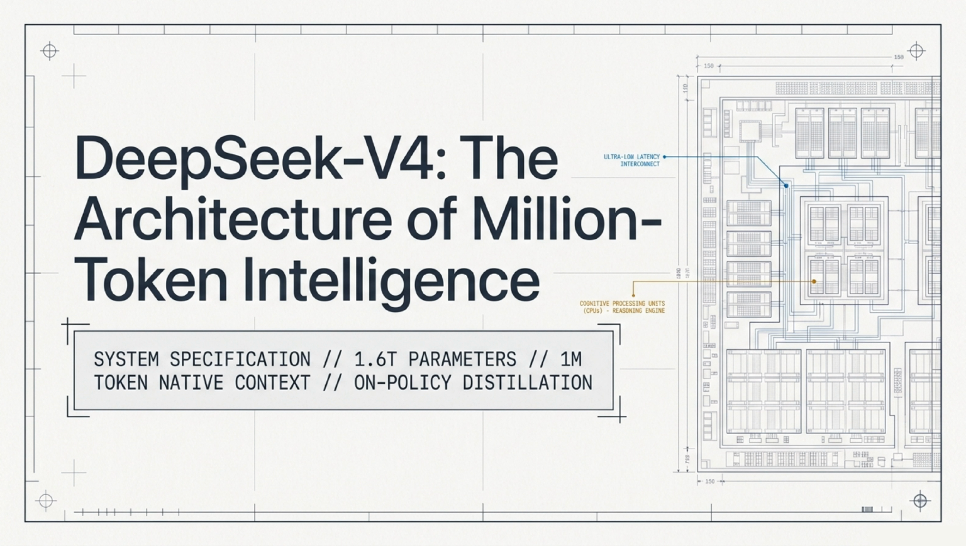Welcome, everyone. Today, we are diving into DeepSeek-V4, exploring the architecture behind its incredible million-token intelligence. This system is a powerhouse, boasting 1.6 trillion parameters and native support for a 1 million token context. Trained using on-policy distillation, its reasoning engine is truly built for the next generation of AI tasks. Let's take a look under the hood.